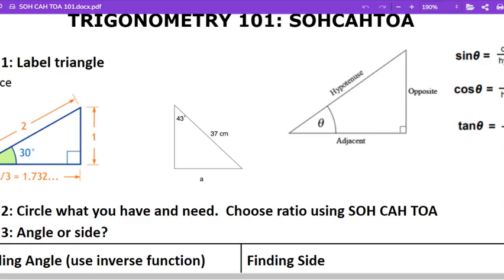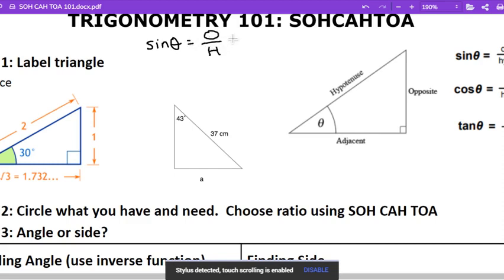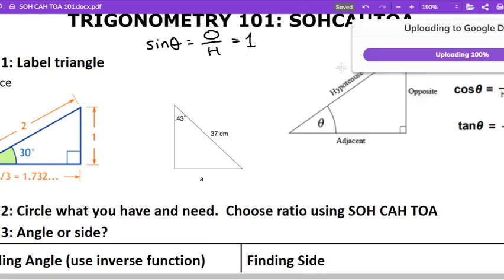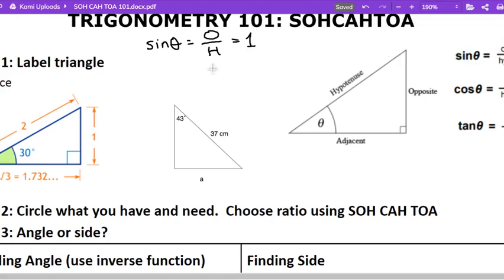Look at it this way. If the sine ratio, which is opposite over hypotenuse, equals 1, what does that tell you about the length of the opposite side? It's the same as the hypotenuse. Is that possible? No. Why is that not possible? Okay, the hypotenuse is the longest side.